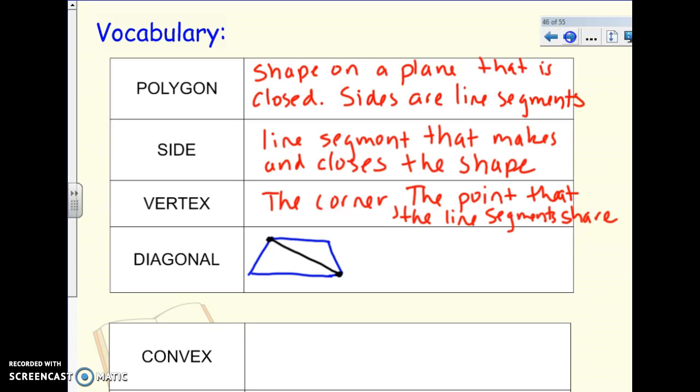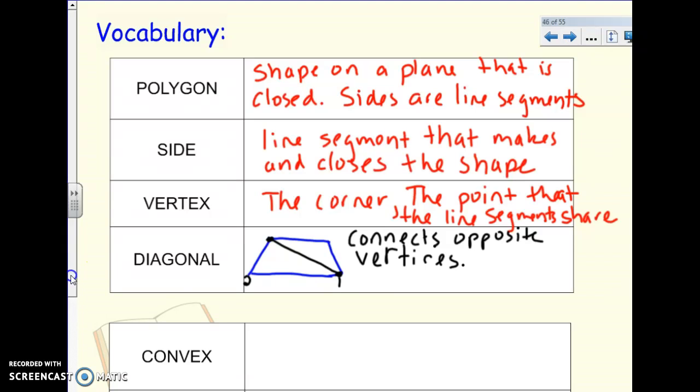So consecutive means you go in order. So this and then two, those would be consecutive corners. And if I tried to connect them, it would just be the side. So we also have a word that describes a line segment that connects angles that's not a side. All right, so it's a line segment that connects opposite vertices. Okay, and again, we're going to talk more about diagonals in a little bit.